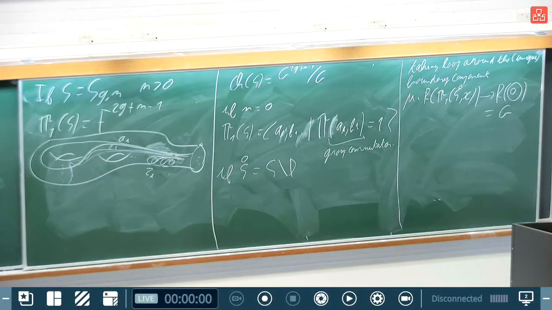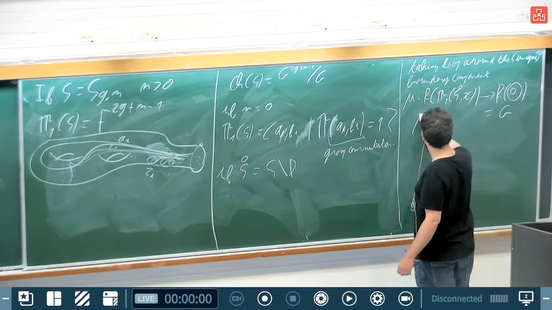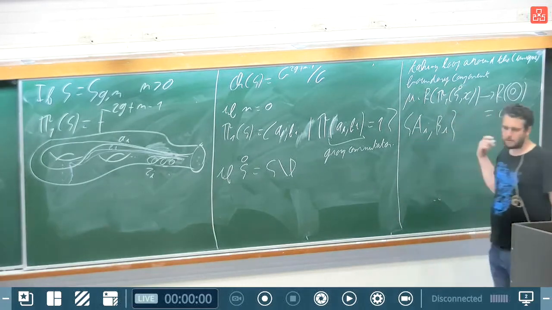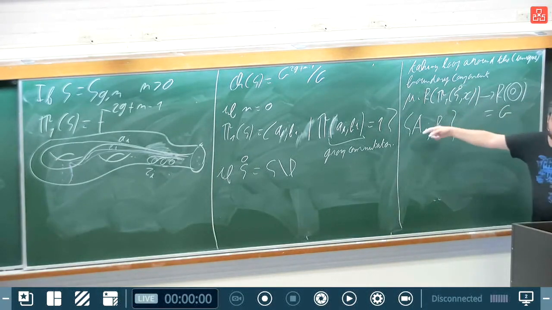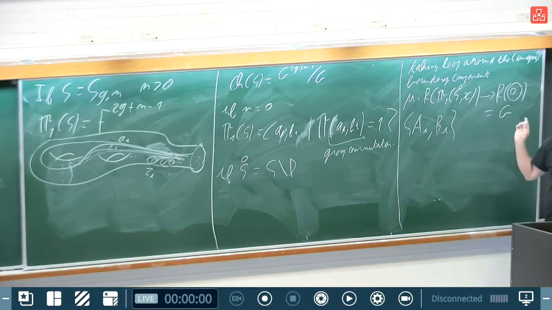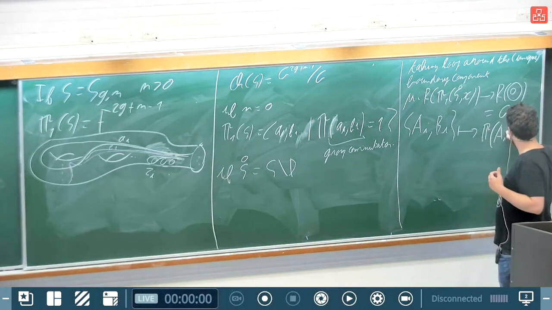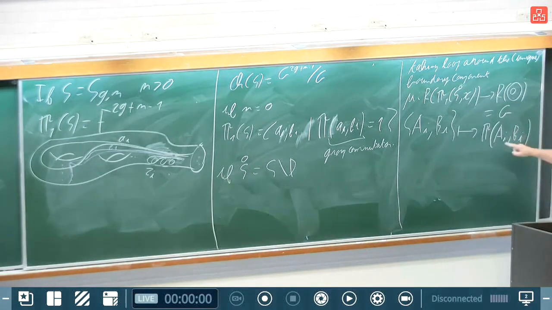Like the fundamental group of an annulus is Z, so the representation variety is G. So I get a map from this, which is just a bunch of copies of G, to one copy of G. An element in this is just a bunch of matrices, with no relation. And this maps to the product of, and again, capital letters mean matrices here, the product of the commutators of matrices.